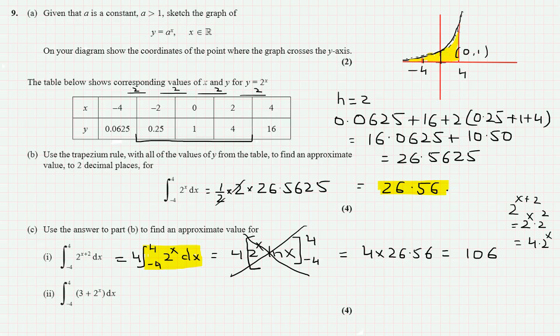Now the second part of this question. So the second part is the integral from -4 to 4 of 3 dx plus the integral from -4 to 4 of 2 to the power x dx. Now again we have the integral from -4 to 4 of 2 to the power x dx. We know the answer of this part is 26.56. We only have to calculate this.